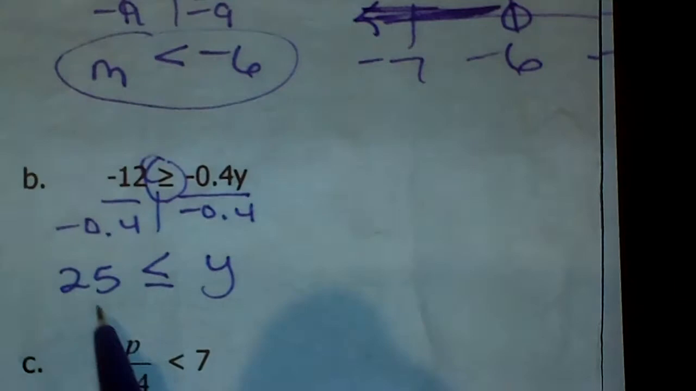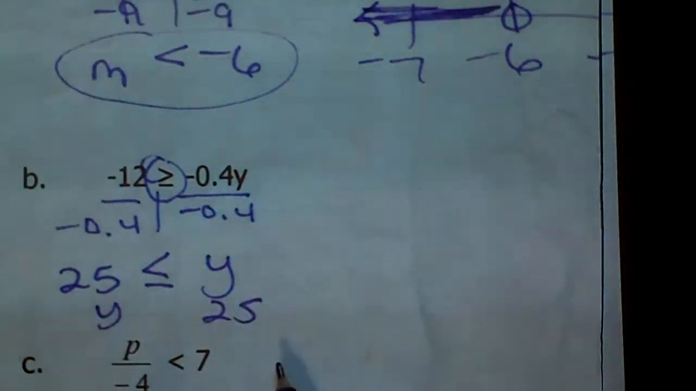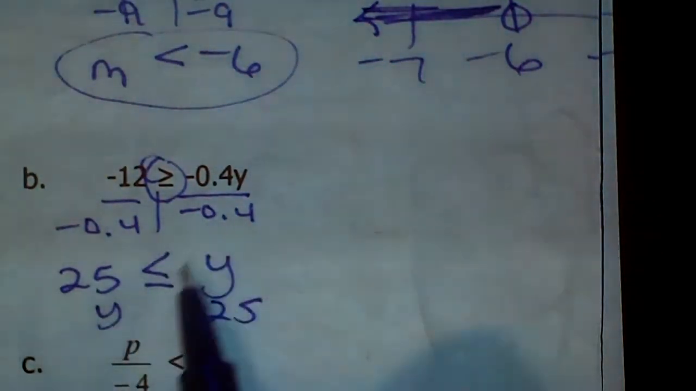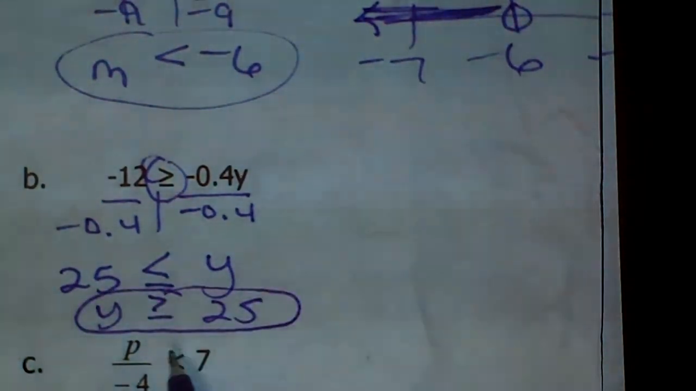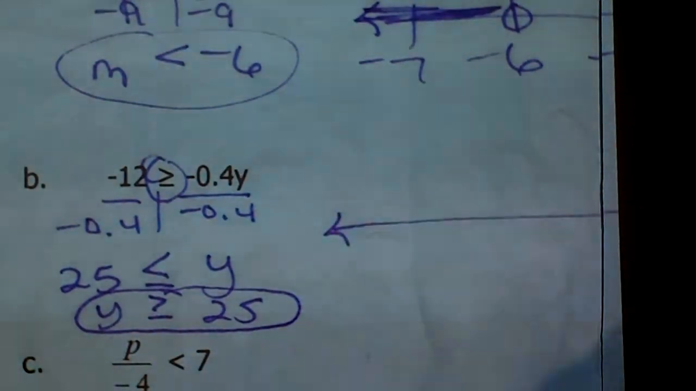Alright, so I don't like the fact that this variable's on the right. I'm going to write it on the left. I'm going to put 25 on the right. And it's opening up to the y. I need it to open up to the y again. So the solution to this is y is greater than or equal to 25.